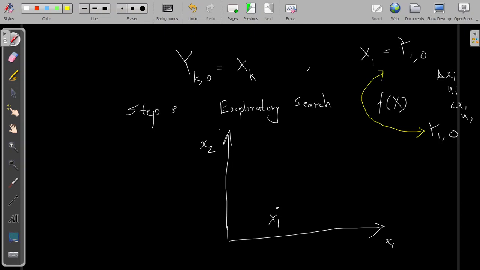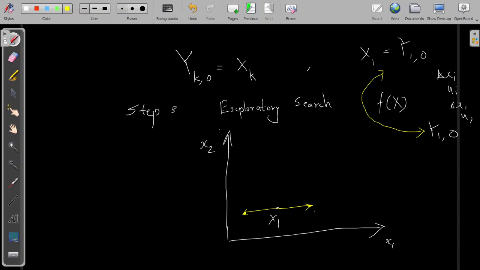Okay, and now we will perturb this x1 in this direction or in this direction, and we will find a new point, so that f of x is minimum. Okay, and here we have this point.